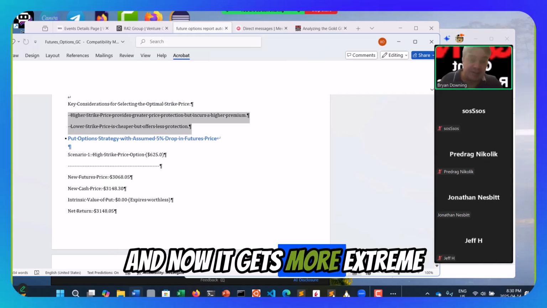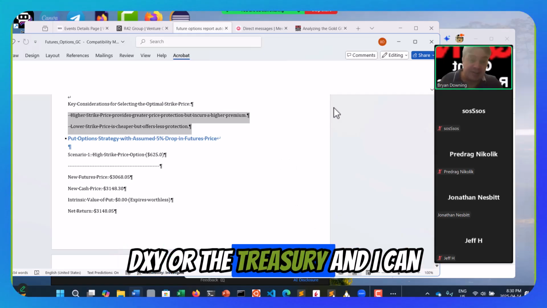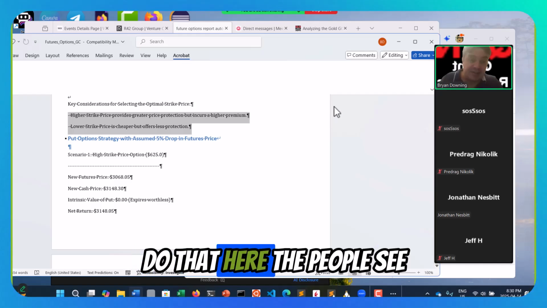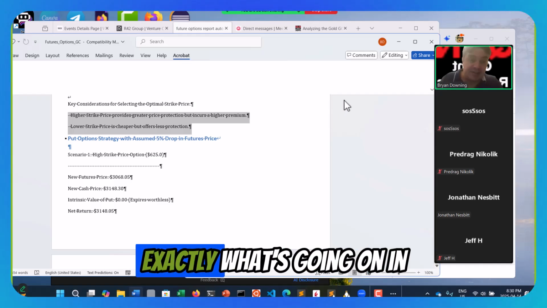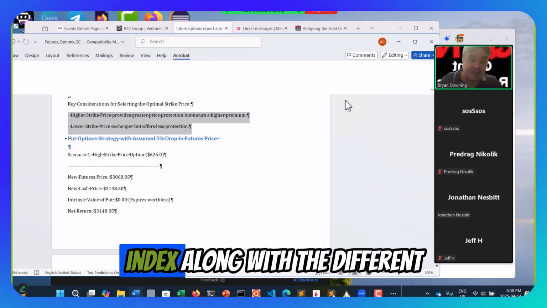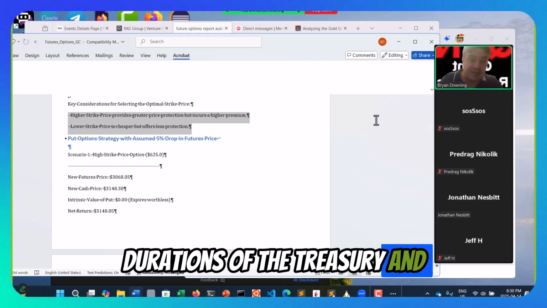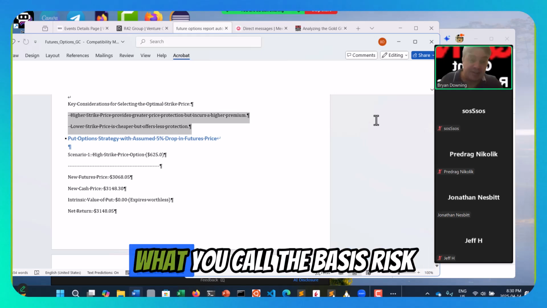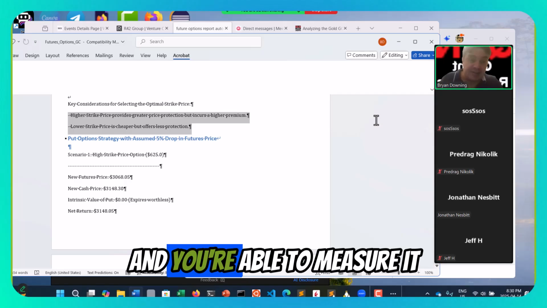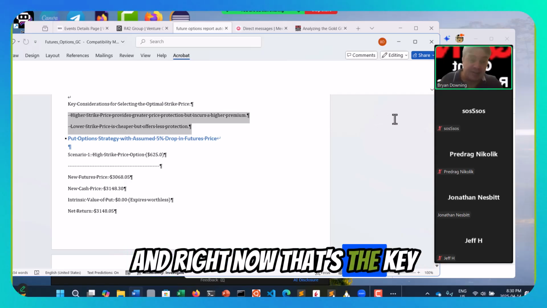And now it gets more extreme when you start to look at the DXY or the Treasury, and I can do that here and be able to see exactly what's going on in both DXY, or the dollar index, along with the different durations of the treasury. And as I said earlier, that's what you call the basis risk. And you're able to measure it using these kind of reports. And right now, that's the key.